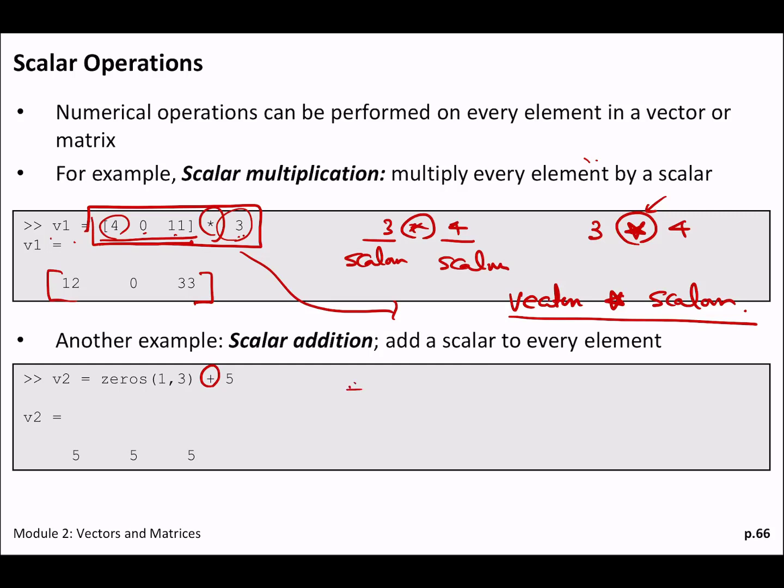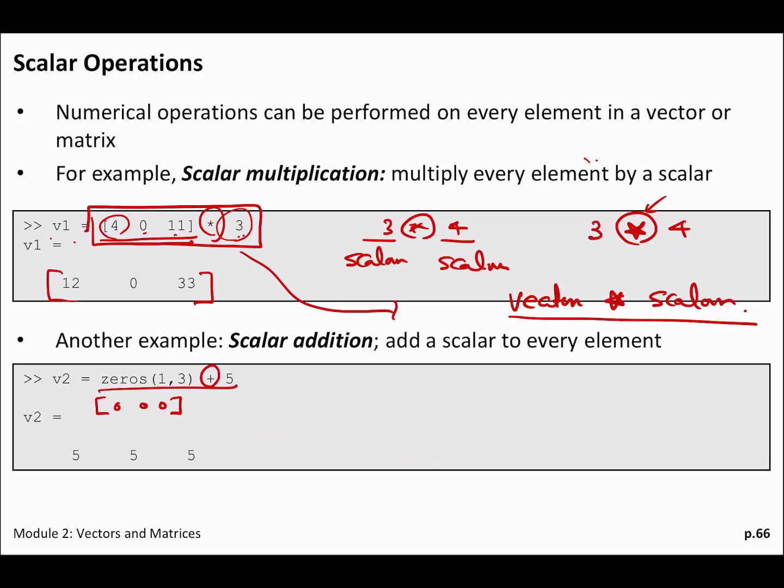The numeric operators are plus, minus, divide, and multiplication. Okay. If you do this one, this one is a 0 vector. So plus 5, that is 5, 5, 5.